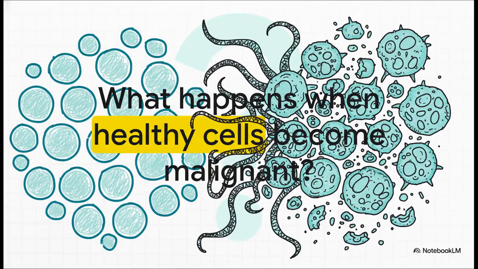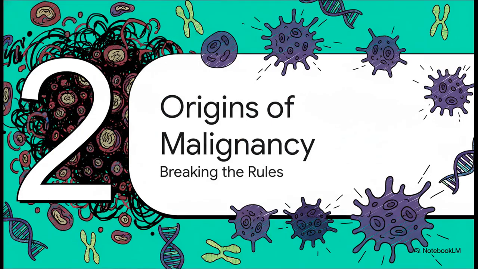But that brings us to a critical and, honestly, much darker threshold. We've seen exactly how the system behaves when it's just reacting to an outside threat. But what happens when those fundamental rules of controlled growth are broken? What actually happens when healthy cells become malignant? Which brings us to Section 2, the origins of malignancy, breaking the rules.